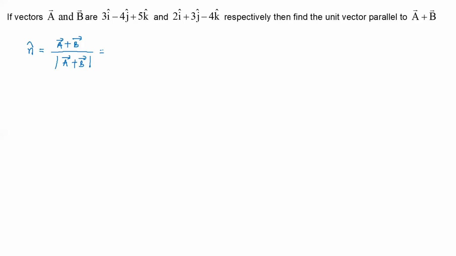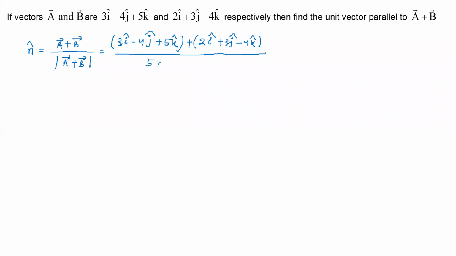So students, here you know A is 3 i cap minus 4 j cap plus 5 k cap, plus 2 i cap plus 3 j cap minus 4 k cap. Simple addition, divided by the magnitude of this vector.